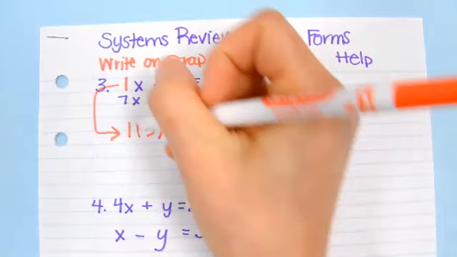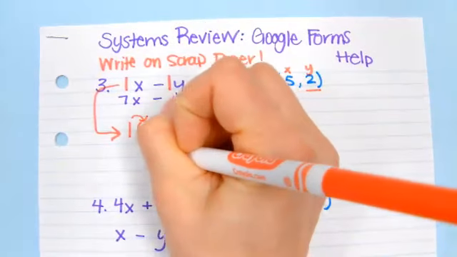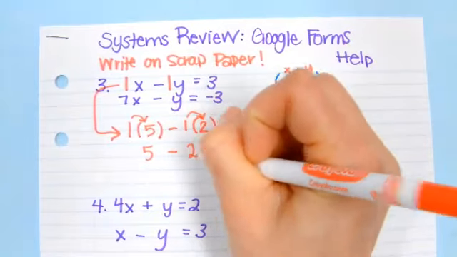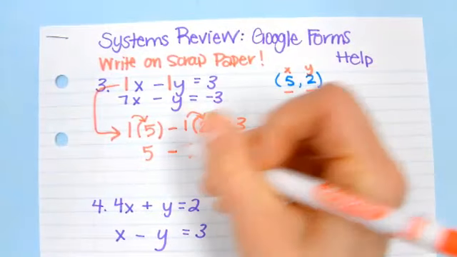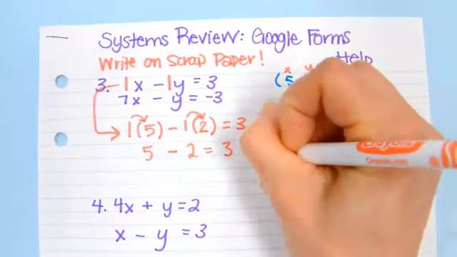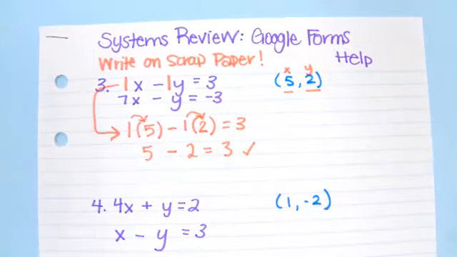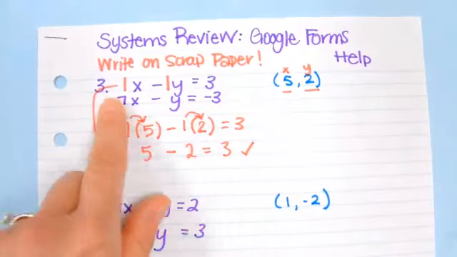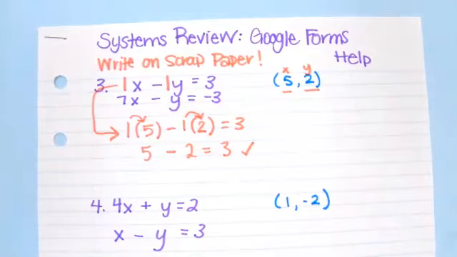So we're going to distribute. 1 times 5 is 5. Put down your minus sign. 1 times 2 is 2, equals 3. 5 minus 2, does 5 minus 2 equal 3? Yes, it does. Check. Now, remember, in order for this to truly be a yes, we also need to make sure the second one works as well. So let's do that one.